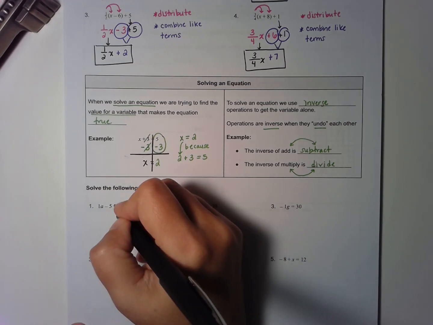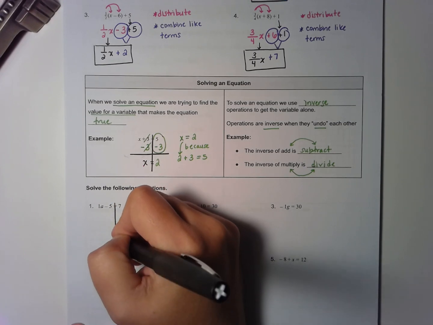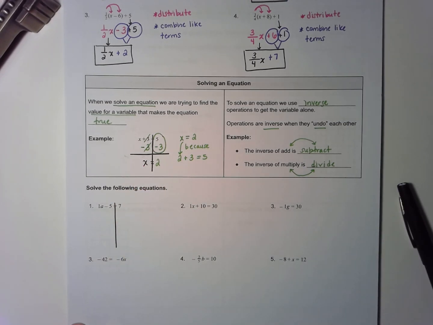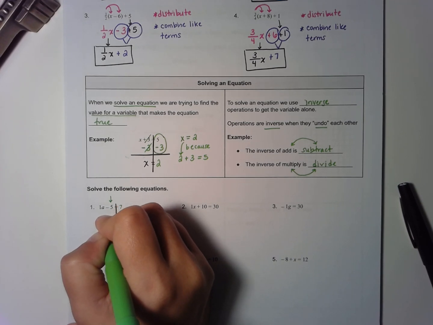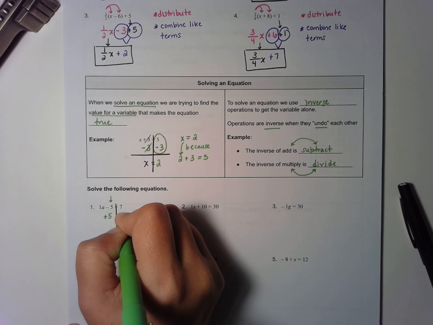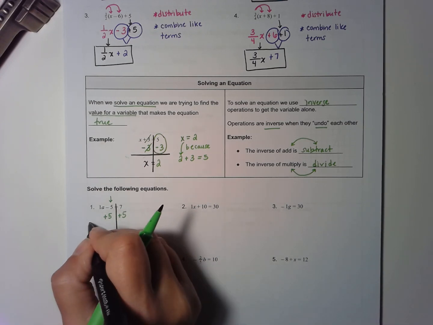The first thing I would recommend for number 1 is drawing a line through the equal sign in order to remember that that's like a wall. It must stay balanced. So whatever you do to the left side, you have to do to the right side. If I want to get a by itself, that means I need to figure out a way to undo the minus 5. Since the inverse of minus is plus, I would say plus 5 on both sides.